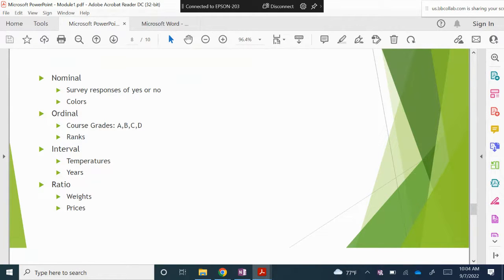All right, so here's some examples. Nominal data, survey responses of yes or no. Yes or no would be like categories. Colors is a nominal variable because colors just categorize things. Right? There is no one color greater than another color. For ordinal data, grades, A, B, C, D, right? That's some rank order. Also have ranks like sometimes, always, and never, right? If you had to rank first place, second place, third place. Those are all ranks.